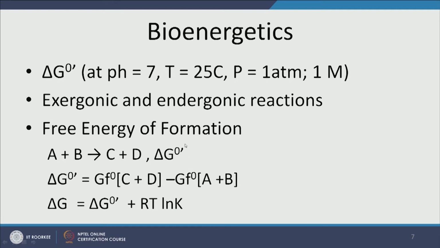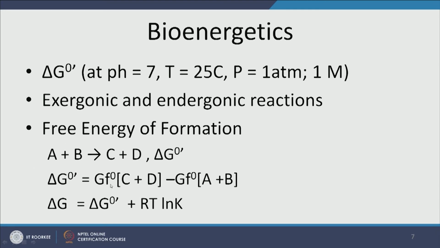So if you look here, towards the bottom half of the slide, we have a chemical reaction. A plus B creates C plus D. So if we assume all of these chemicals are at 1 molarity and the temperature is 25 C, pressure is 1 atmosphere, pH is 7, then the del G prime naught would be the Gibbs free energy for C and D when they are at standard condition minus Gibbs free energy when they are at standard condition for A and B.